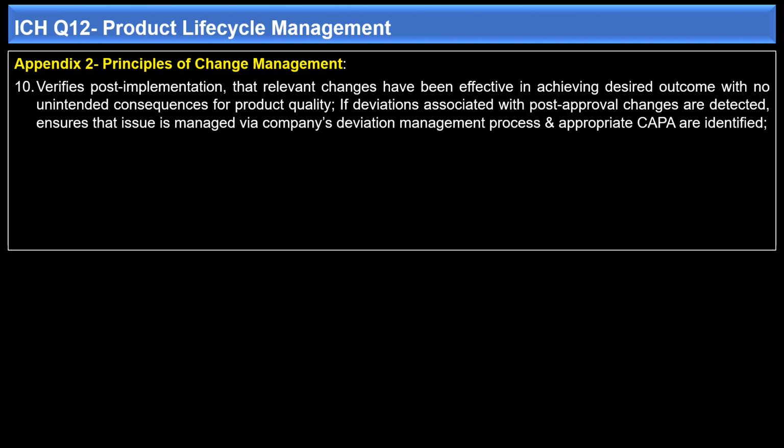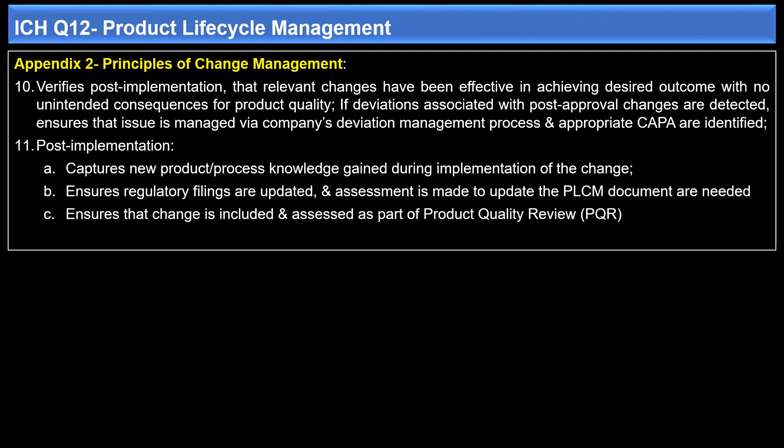If deviation associated with post-approval changes are detected, ensure issue is managed via company deviation management. And for post-implementation, capture new product process knowledge gained during implementation. Ensures regulatory filings are updated and assessments is made to update the lifecycle management document. Ensures that change is included and assessed as a part of product quality review. Change management system should be available for review during audit and inspection.